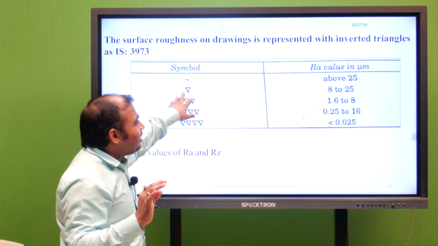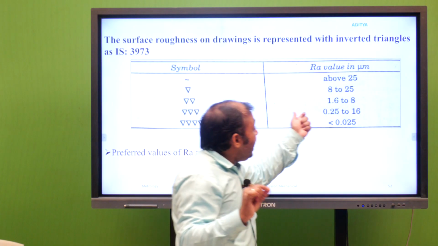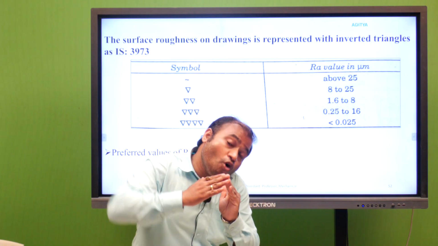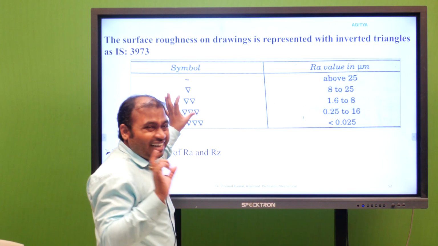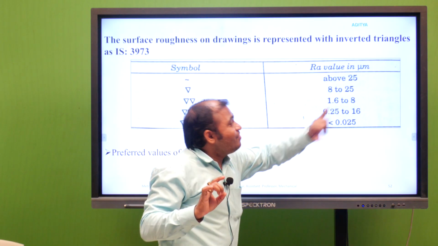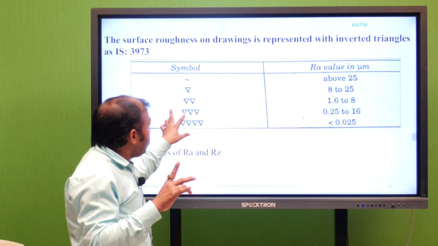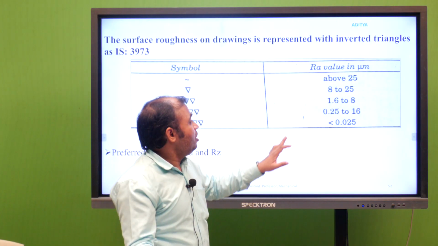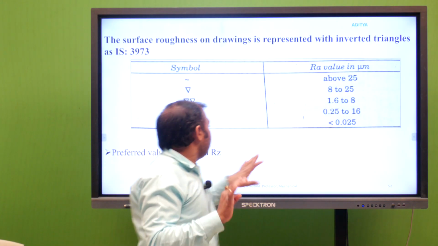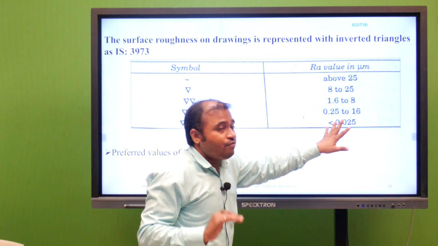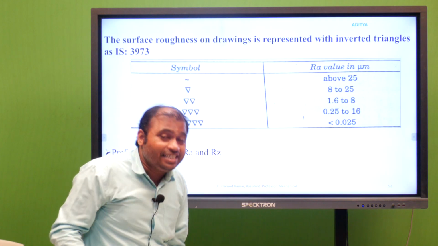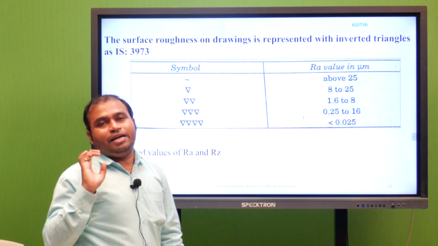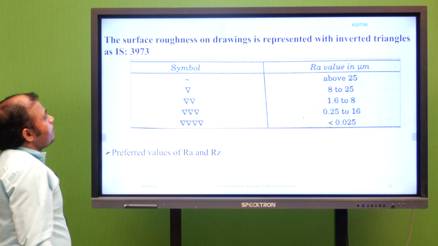Now we will take one triangle if the RA value is 8 to 25. If it is more than 25 micrometer, then no need to represent. If it is one triangle, it is for 8 to 25 micrometer RA value. Now two triangles I will take for again less, 1.6 to 8, right? Now three triangles for 0.25 to 1.6, right? Now four triangles we will take if it is less than 0.025, you have to remember this.